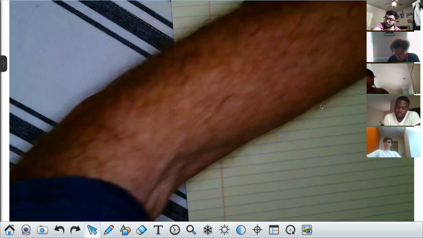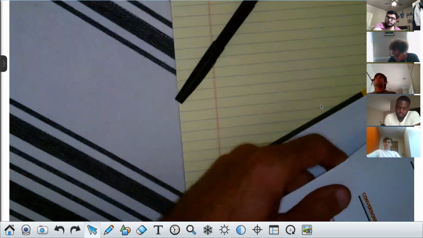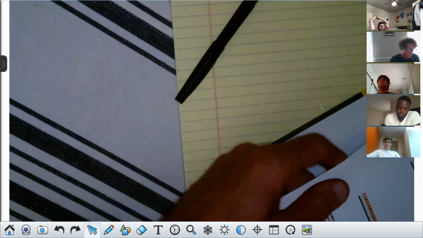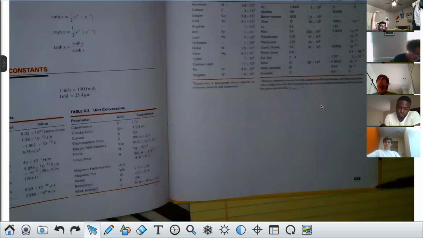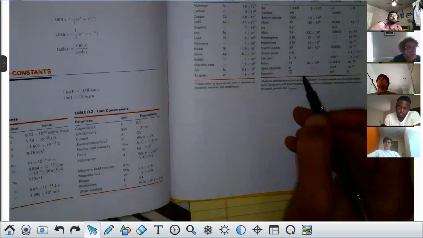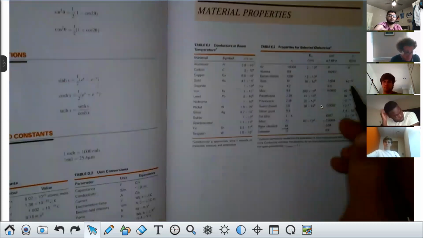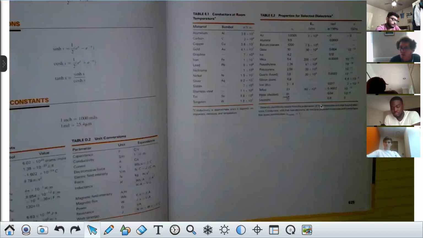That's rather large. Now, matter of fact, let me just do something for you. If you want to know where I'm getting some of this, page 625 is the materials. You can see distilled water has epsilon relative of 81. This is on page 625, okay? Now, what does that mean?